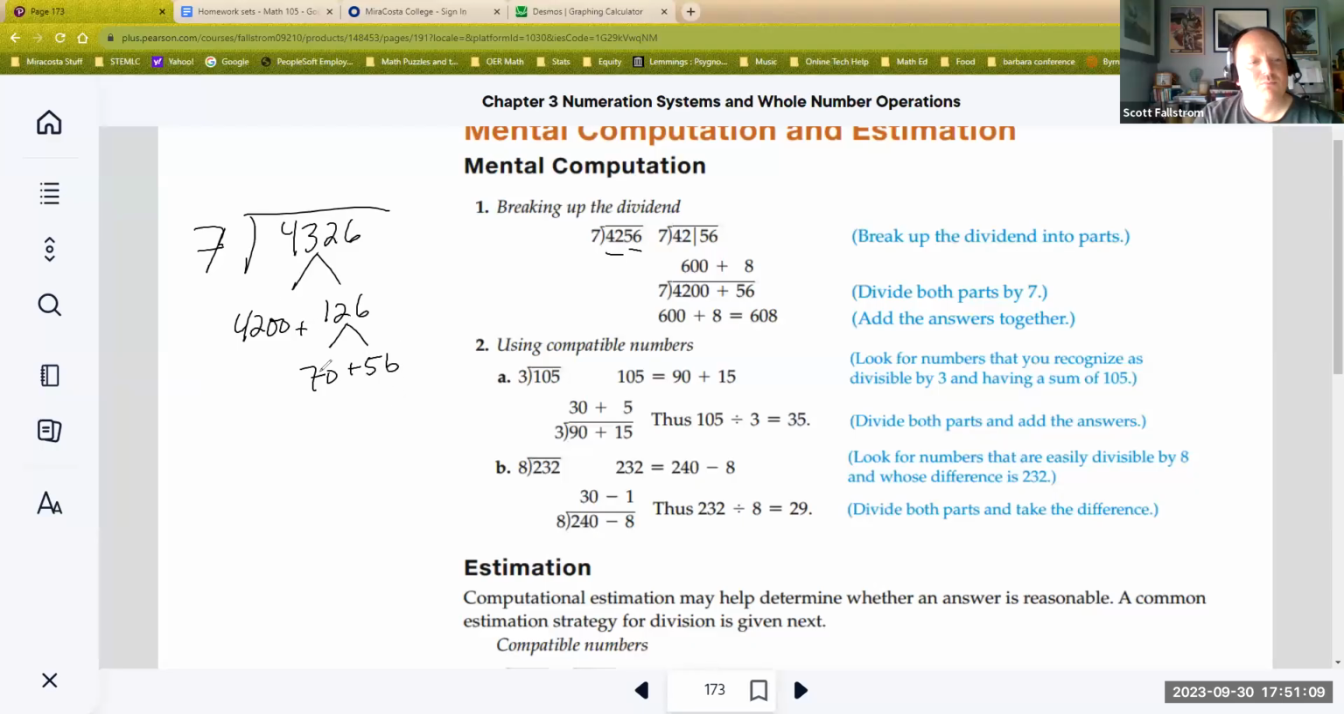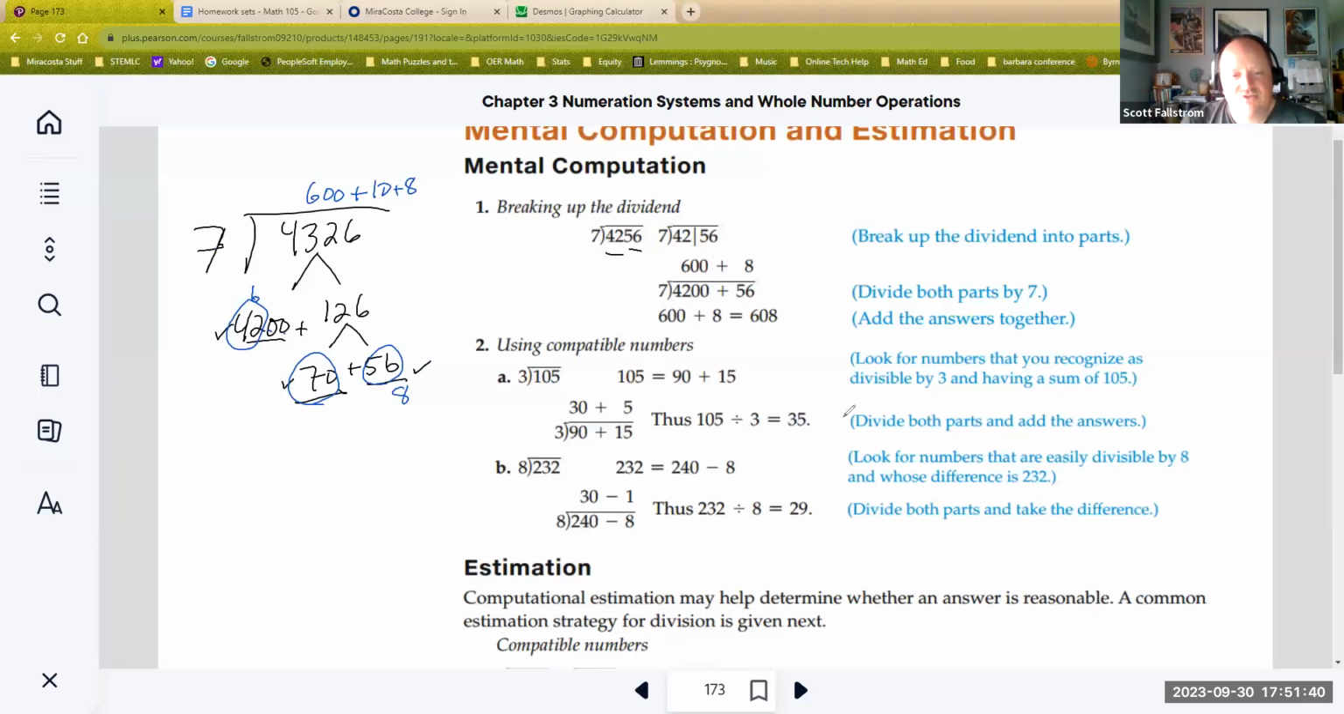And so what I'm doing is I'm breaking up the dividend. And so I could say, does 7 go into 4,200? Yes. Does 7 go into 70? Yes. Does 7 go into 56? Yes. And then I can just write down how many times. 7 goes into 42 6 times with 2 zeros. That's 600. 7 goes into 70 10 times, and 7 goes into 56 8 times. So I'm able to get that solution pretty quickly.